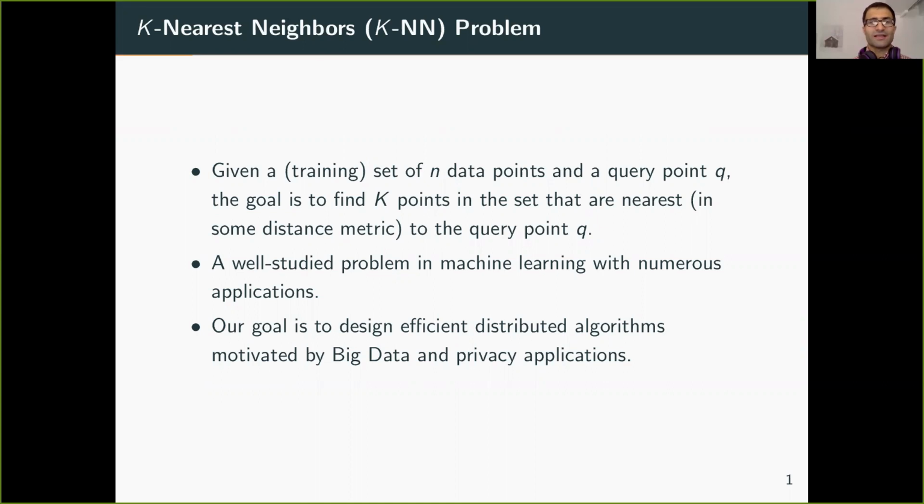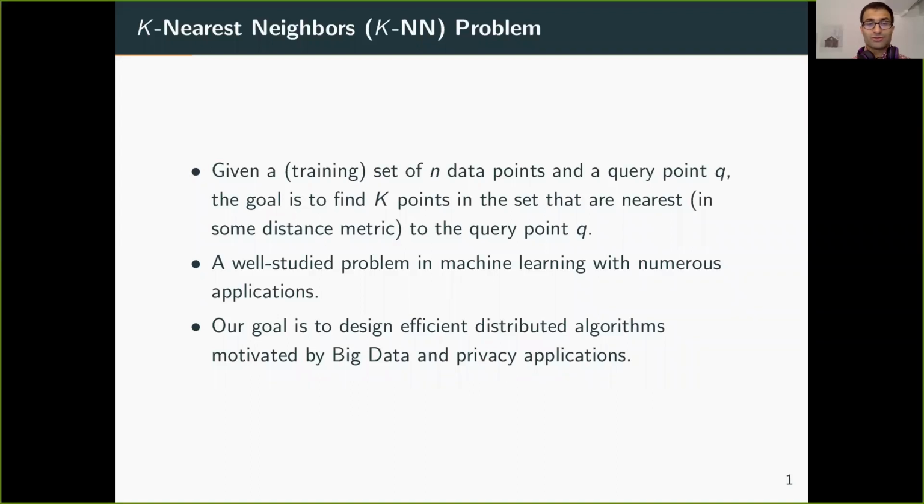The problem is that given a set of n data points and a query point q, our goal is to find k points in the set that are nearest to the query point q. It's a well-studied problem in machine learning with multiple applications such as classification.